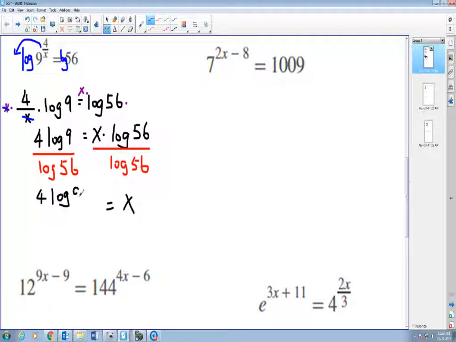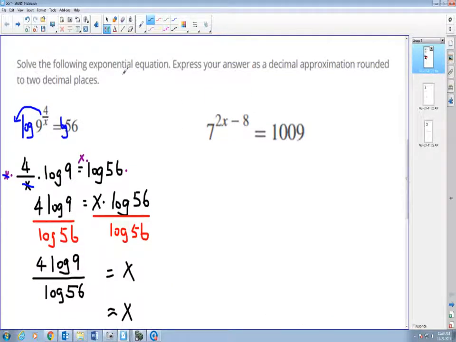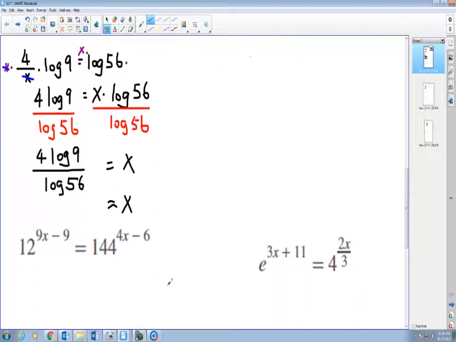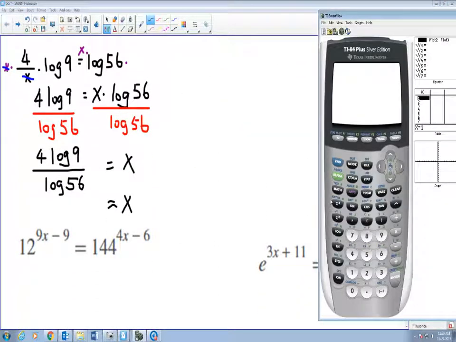Just in case the homework is asking for the exact answer, this is what it looked like: 4 log of 9 over log of 56. Alright, if we evaluate what this answer really is, now we can put it in the calculator, to 2 decimal places, if the homework asks for it.